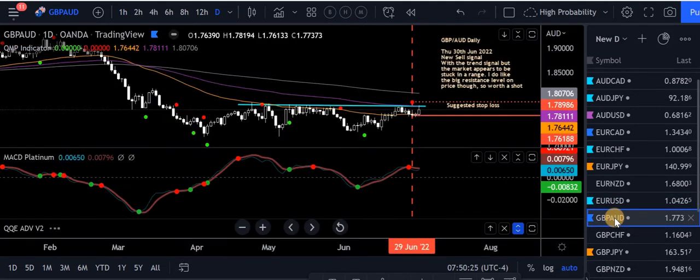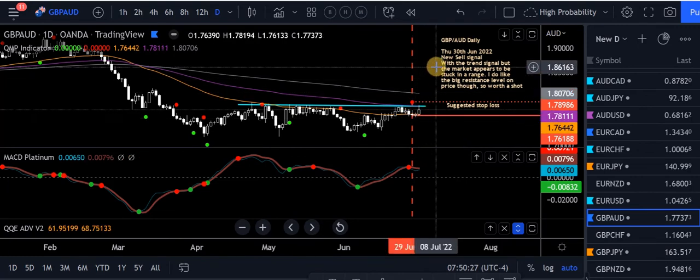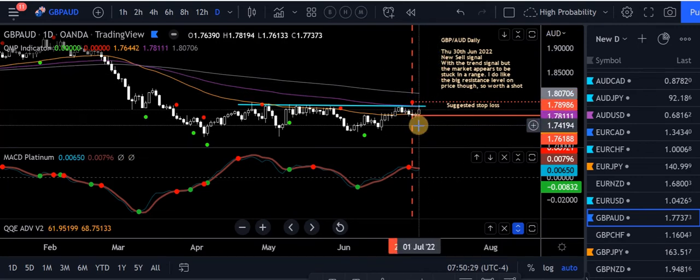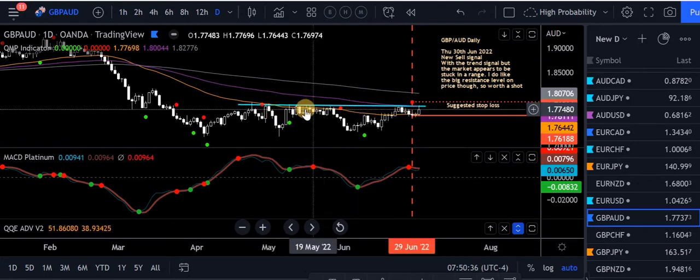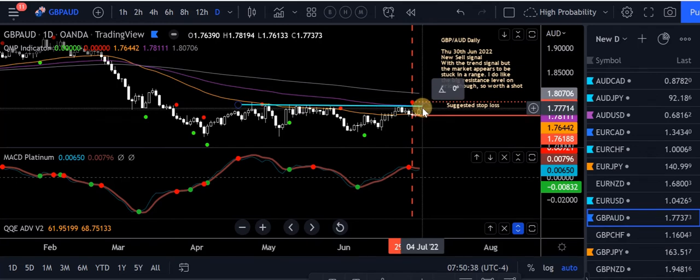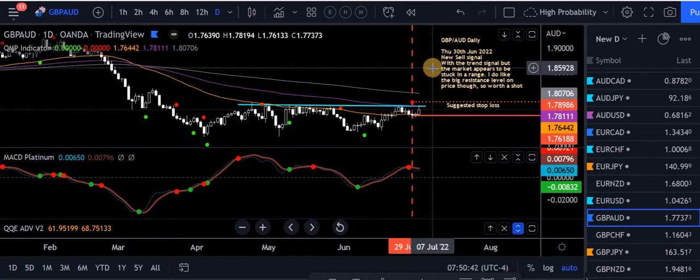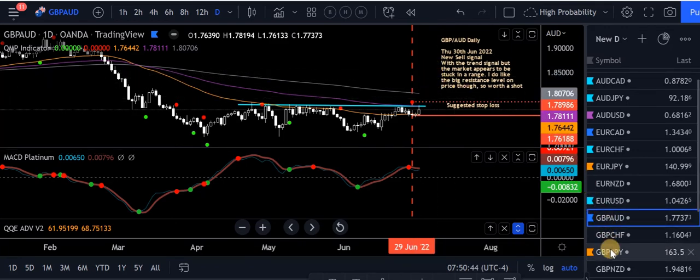Right, pound Aussie, what are we going to sell here from the 30th of June, and it's going nowhere fast. We popped up the wrong way. We've got this big support level, or resistance, sorry, level here. We're coming close to it again. The stop's just above it. So yeah, we'll just see how we go. They're not looking good at the moment.